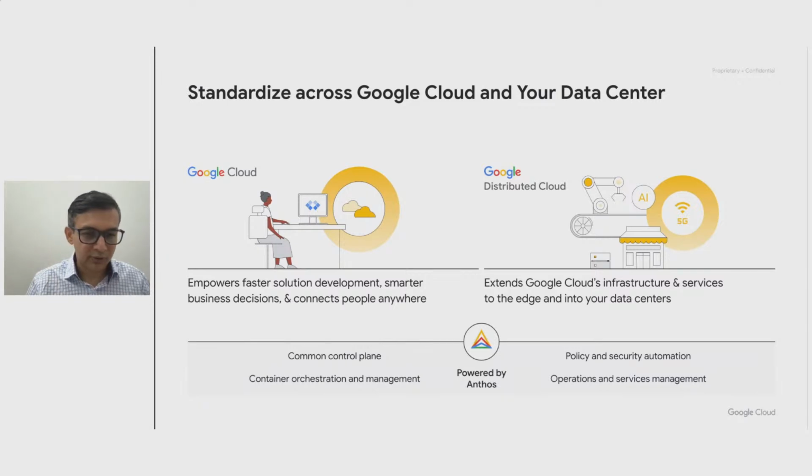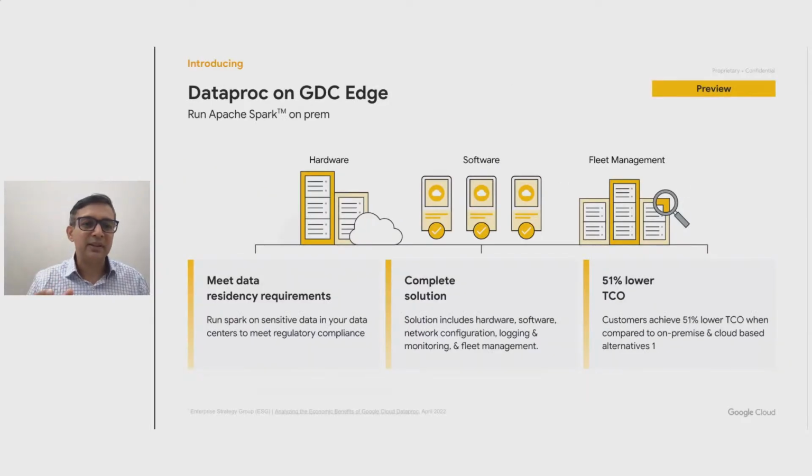So what we are announcing today in preview, as you can see on the next slide, is the ability to run Dataproc Spark in your own data center. So if you're using Spark on GCP through Dataproc, you can just use the same applications on-prem in your own data center on top of GDC and achieve the same lower TCO that you get on GCP, as well as have standardization across your control plane. So if you are in many countries, or if you need to do things on-prem, you can do it easily.